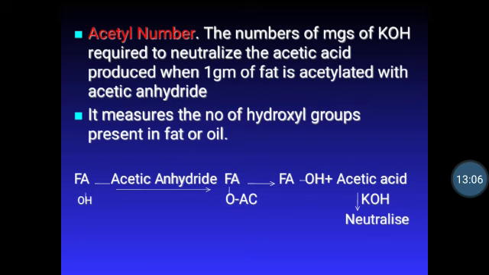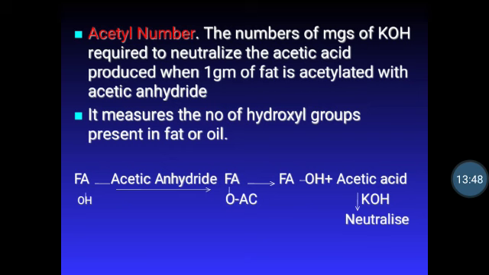What will happen? This hydroxyl group is acetylated, the hydrogen is replaced by an acetyl group, and it forms acetylated fatty acid. When the acetylated fatty acid is broken down, the fatty acid with the OH group remains free and free acetic acid is liberated. This acetic acid is acidic in nature, so to know the quantity of this acetic acid, we can neutralize it with potassium hydroxide. Acetic acid is acidic and potassium hydroxide is alkaline, so ultimately it neutralizes.